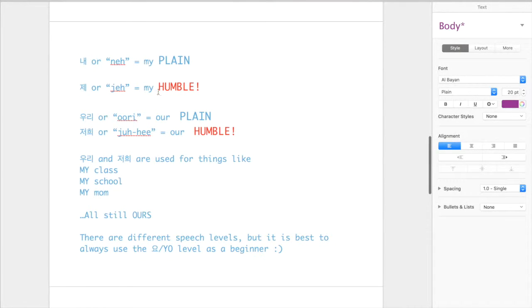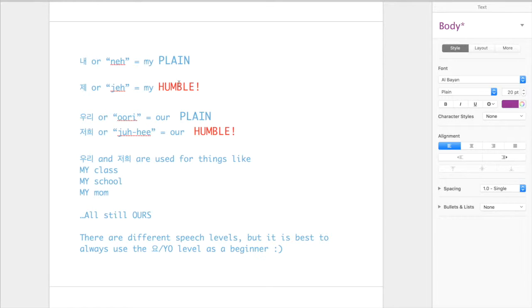Down here, we have "my." So we used 저, "I." Now we're looking at 제, which is "my," and that is humble as well. So you want to use 제, not 내. If you use 내, then of course you can't end with yo because that is a plain form. So you'd be saying it like to your friend.